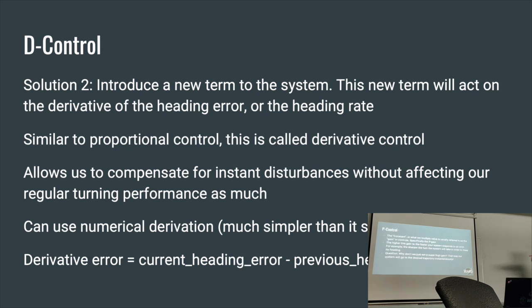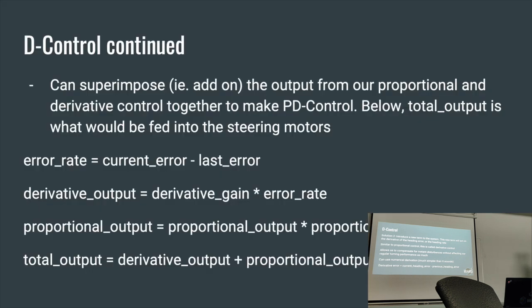And remember, we calculated the error in our P case, which was equal to the current heading minus the desired heading, right? So you keep track of the error over current iterations, so you can get the error rate, or the derivative error, which is just the difference between your current and previous errors. So then what we can do is superimpose, which is a fancy word in controls that basically means add, on to the output from our proportional and derivative controller to make a PD controller.